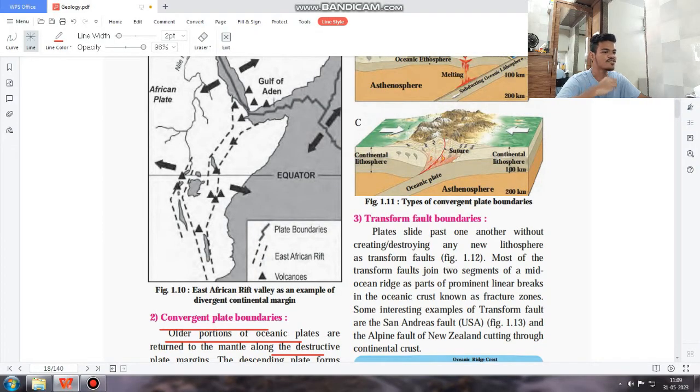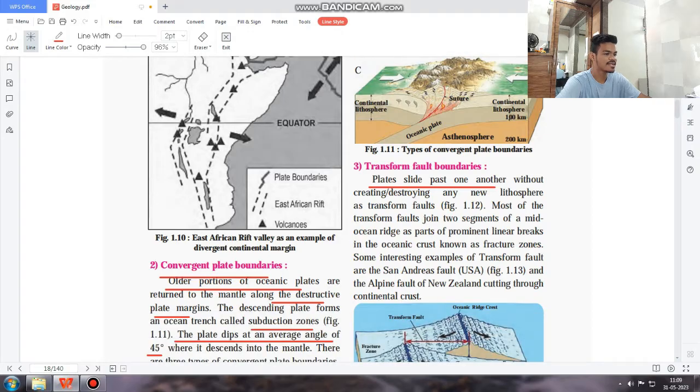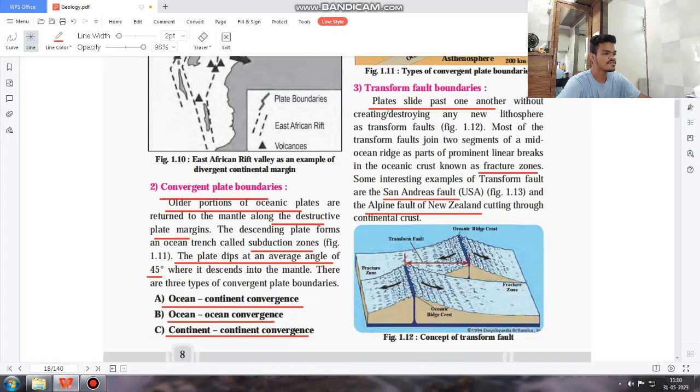Next, move on to transform plate boundaries. This is the main point: plates slide past one another without creating or destroying lithosphere. Most transform faults join 2 segments of mid-ocean ridge, hence are called fracture zones. Examples of this are the San Andreas fault and the Alpine fault of New Zealand.